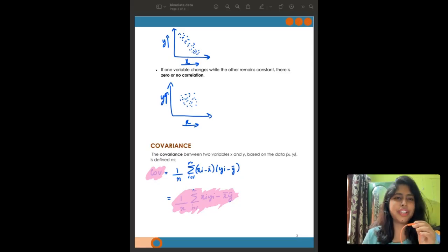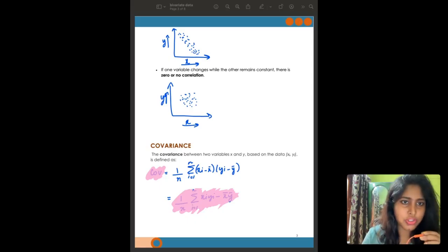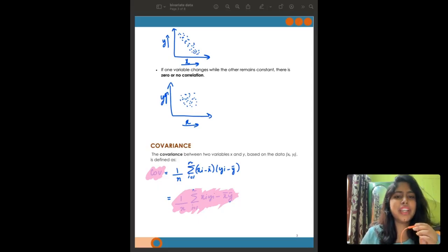For each data point, if we see x and y both above average, it will be positive. Both below average, it will again be positive. Or if one is high while the other is low, it will be negative. They're usually in sync. When they're in sync, we get positive covariance. If they're out of sync, we get negative covariance. If it's random, it cancels out to zero.